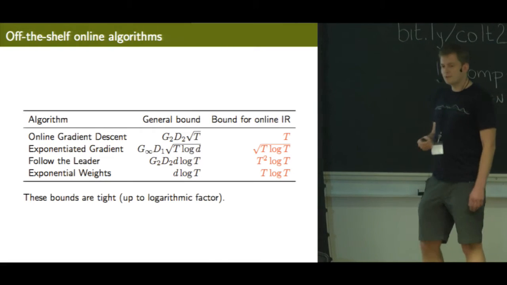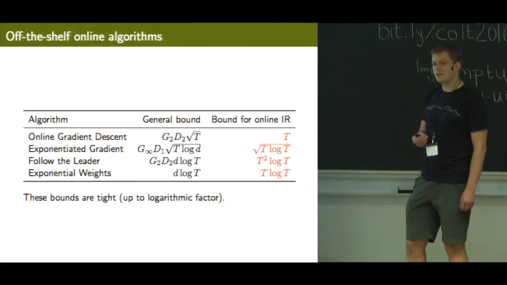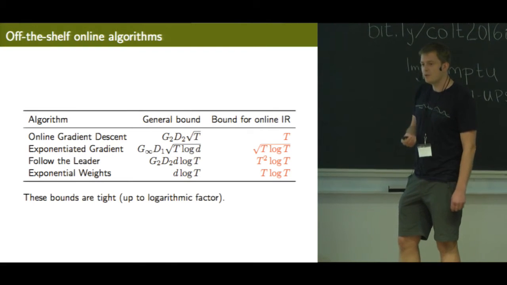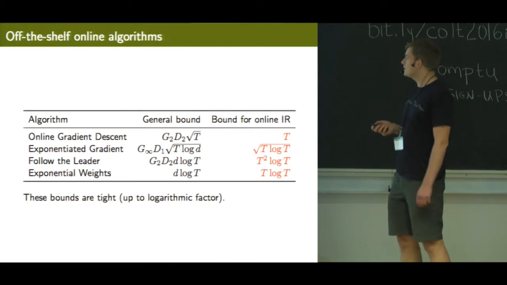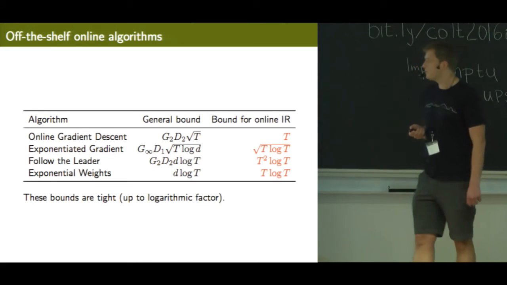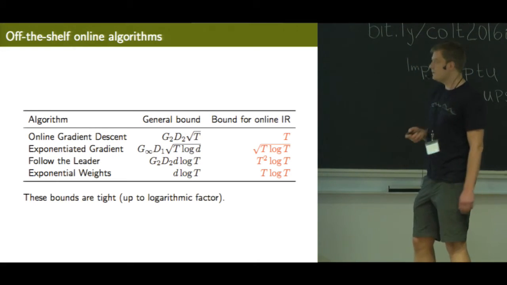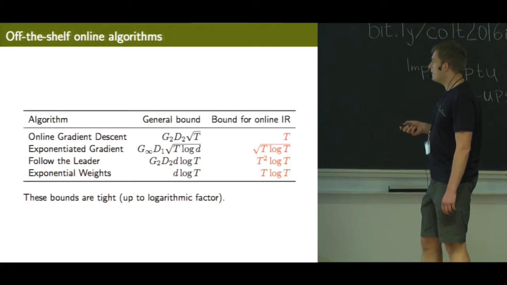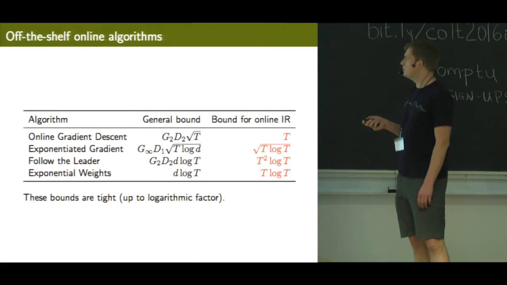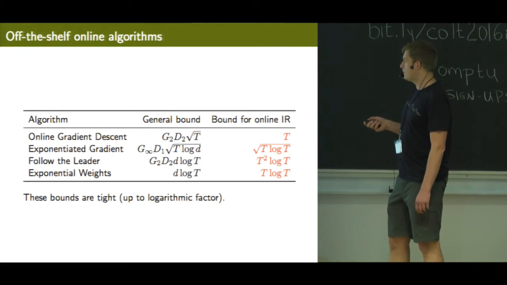Okay, so since we are in the online setting, let's try to use some off-the-shelf online algorithms. We have T parameters, and we can basically look at the bounds of some of the algorithms, like online gradient descent, maybe exponentiated gradient, follow the leader or follow the regularized leader, or exponential weights, and see what kind of bounds we have. And those bounds, of course, depend on the norm of the gradient, which we denote G, and the diameter of the parameter space, taken with the appropriate norm.